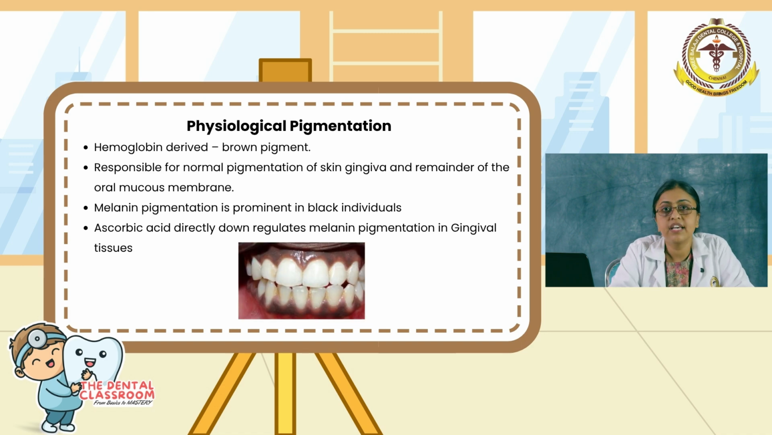Physiological pigmentation. A non-hemoglobin derived brown pigment is responsible for the normal pigmentation of gingiva and the remainder of the oral mucosa. Melanin pigmentation is prominent in black individuals. Ascorbic acid directly down regulates the melanin pigmentation in gingival tissues.